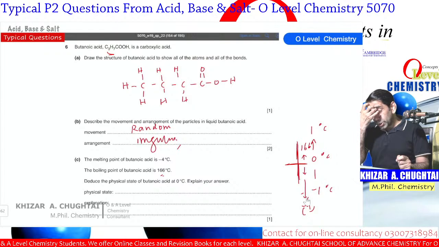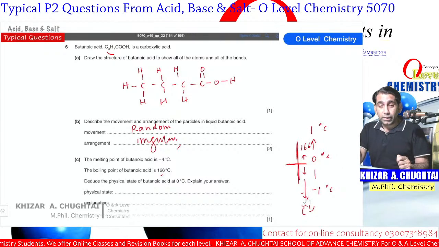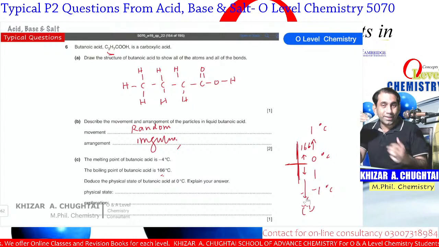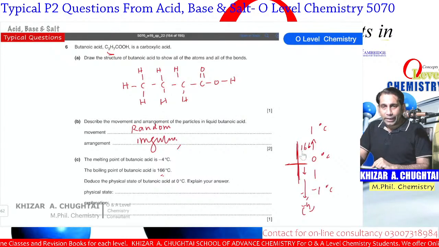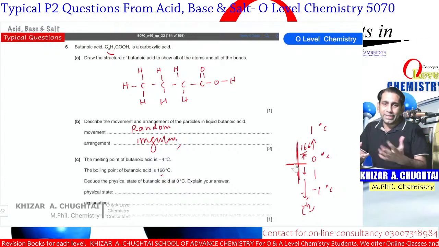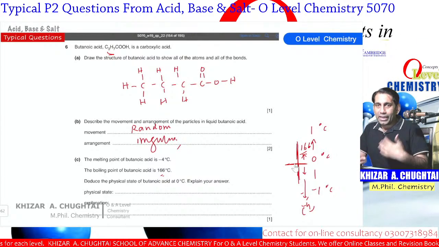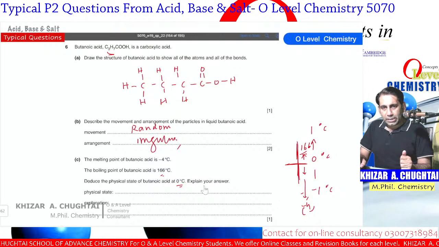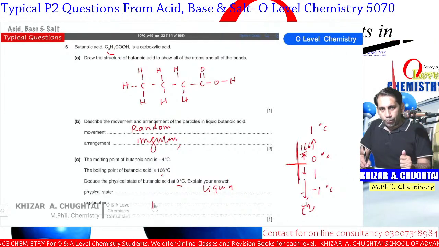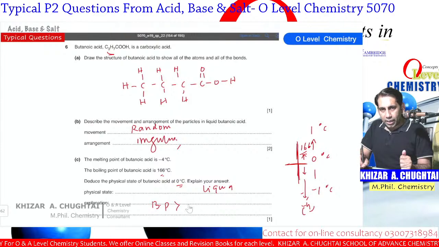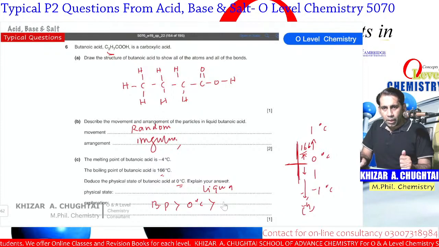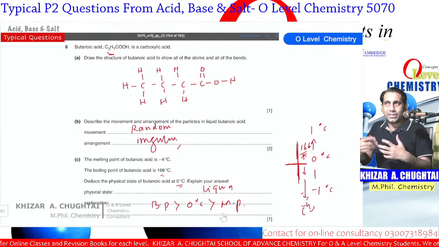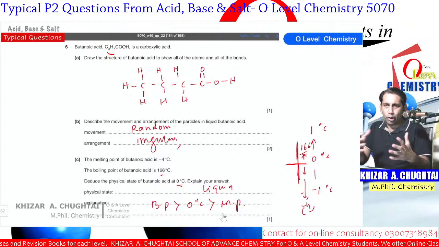If the melting point is lower than a specific temperature, then it's a liquid, and its boiling point is higher, which also means it's a liquid. So the boiling point is higher and the melting point is lower than the specific temperature. So its physical state must be the liquid state. And the same is the answer over here: the boiling point is higher than 0 degrees centigrade, and the melting point is lower than 0 degrees Celsius. You will write it in a complete, proper sentence, and so on.